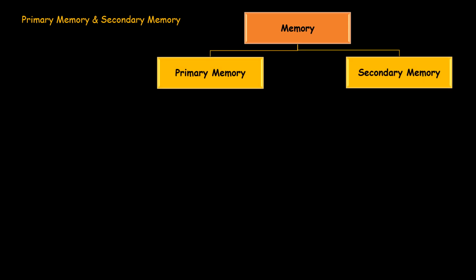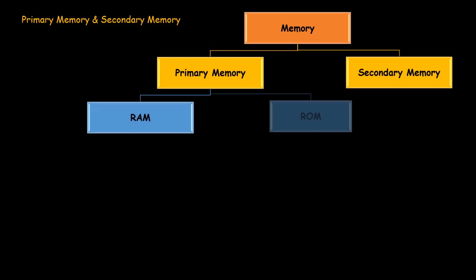Primary memory is the memory that the CPU directly uses for processing data. It's fast and temporary, storing data that is currently in use. It can be considered a volatile memory. And primary memory can be divided into two main types: RAM and ROM.